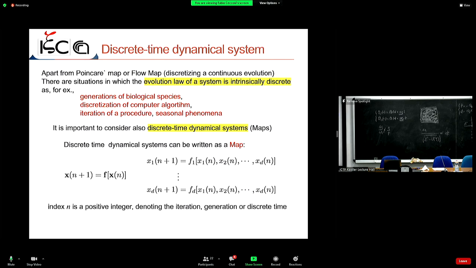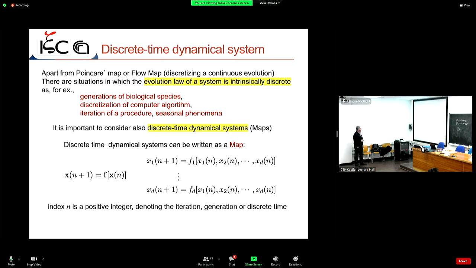Now, the other example that we can make is discrete dynamical systems. For example, apart from the Poincaré map and the flow map, which are discretizations of your dynamics, there are situations in which the evolution law is intrinsically discrete. I have already discussed this problem. In this case, you have a map in d-dimensional space, and typical real systems that can be described by these maps are, for example, the generations of biological species: one generation, next generation, third generation, and so on.